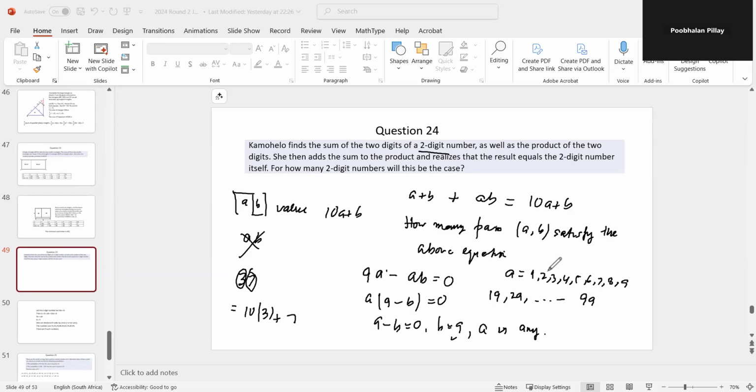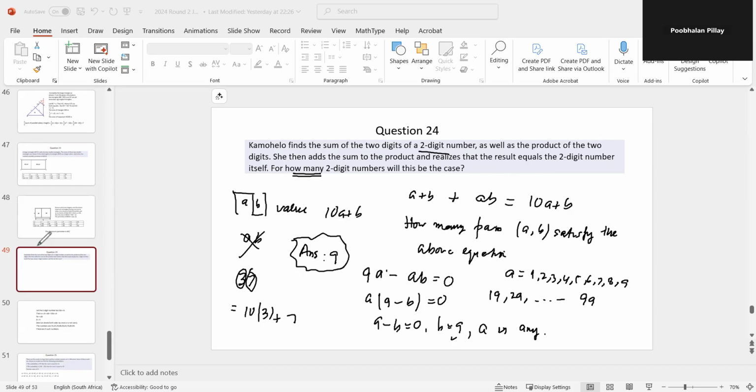Okay, so how many are there? So there are 9 possibilities, because they ask you how many. Always answer the question. How many two-digit numbers will be the case? And the answer is 9. Because you can see A runs from 1 to 9. So there are 9 possible answers.